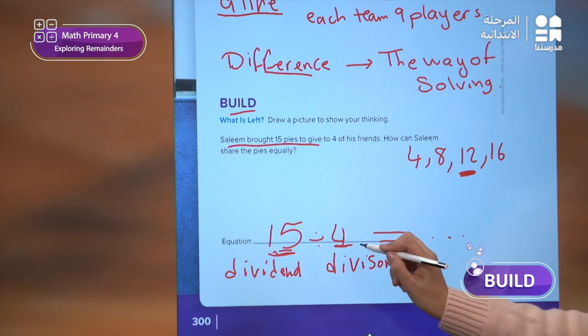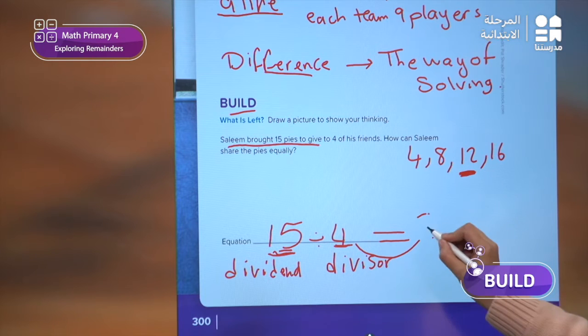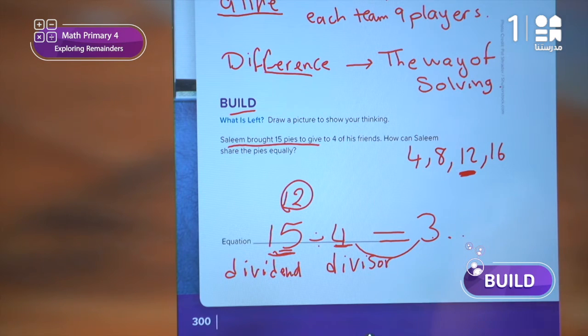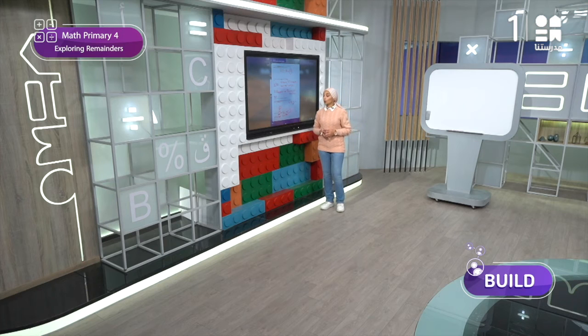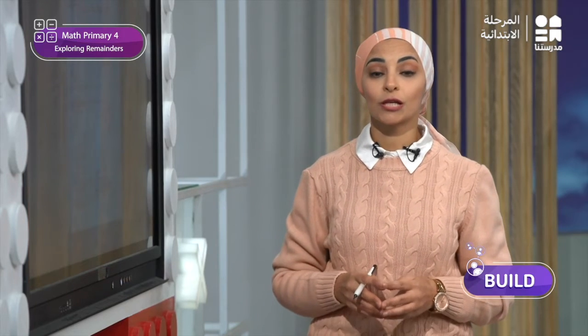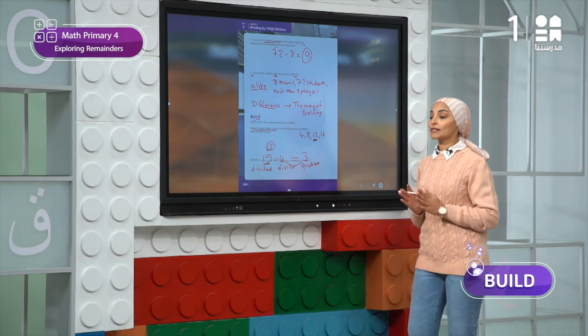So ask yourself here 4 times what gives me 12? Yes, 4 times 3 gives me 12, right? Okay, طيب. So 3 is the quotient or the answer. تعالوا نكتبها يبقى 3 is the quotient or the answer. طيب هو أنا كده خلصت؟ No, if you are going to write the quotient in the equation it will look like the following 3. طيب أنا دلوقتي جبت الانسر.